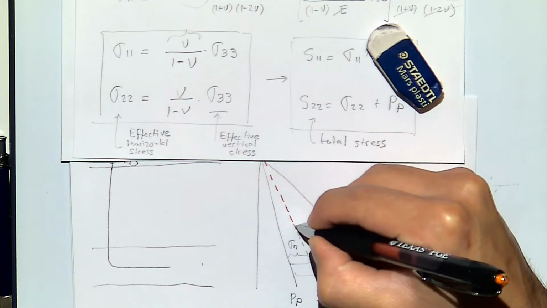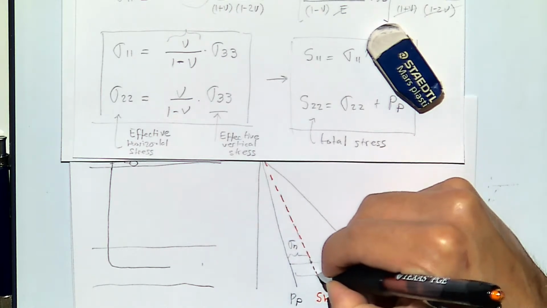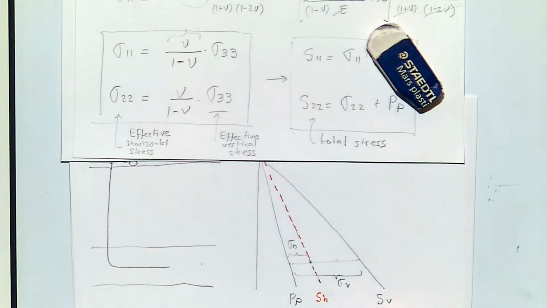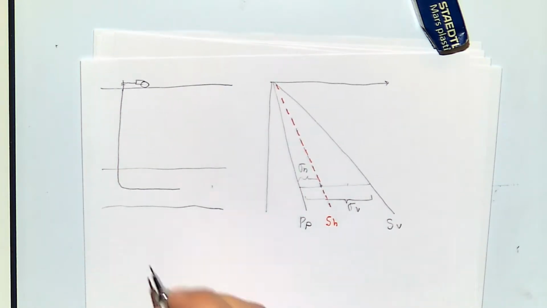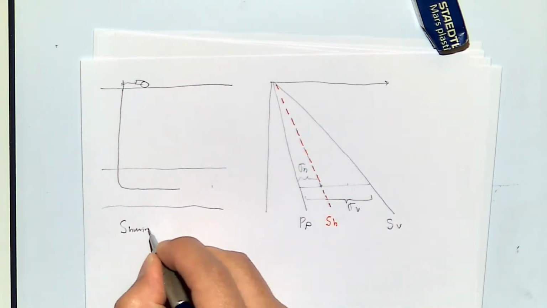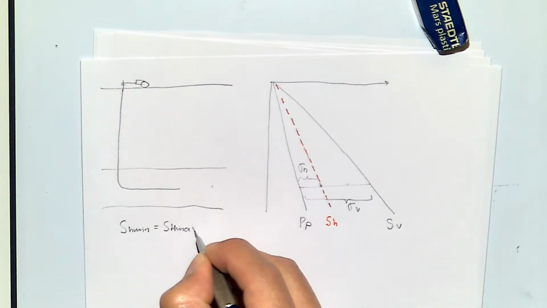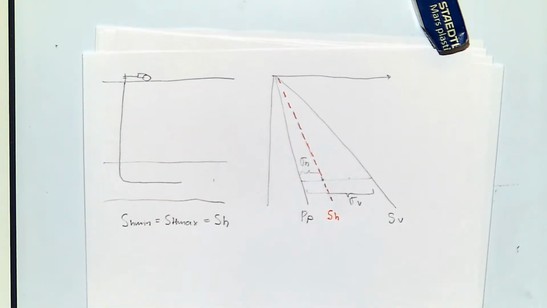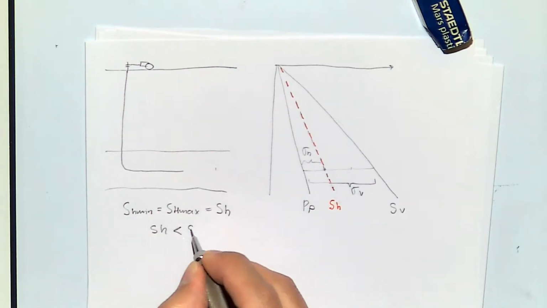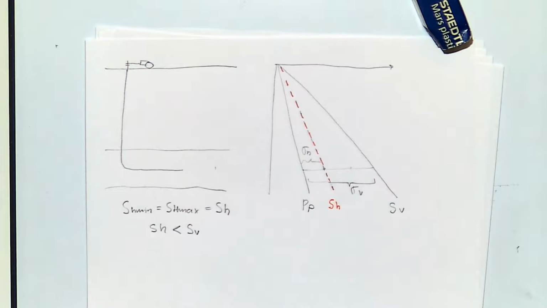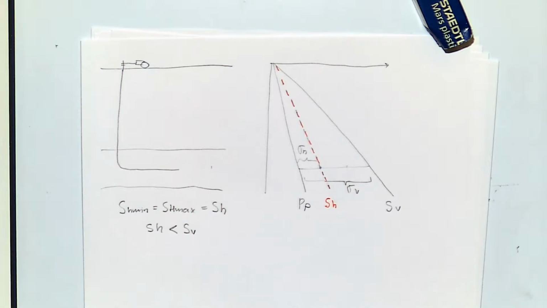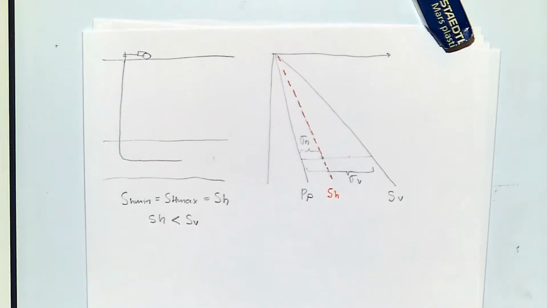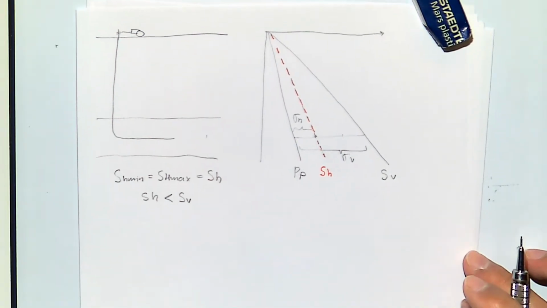I'm going to assume in this particular example, again, that this is a tectonically passive environment. Therefore, SH mean is equal to SH max, is just equal to SH, and SH is less than the vertical stress. Okay, so finally, we have the value of horizontal stress, and we know how to calculate it. All right, let's see how we derive from this the fracture gradient.